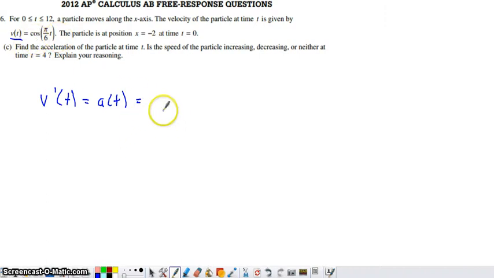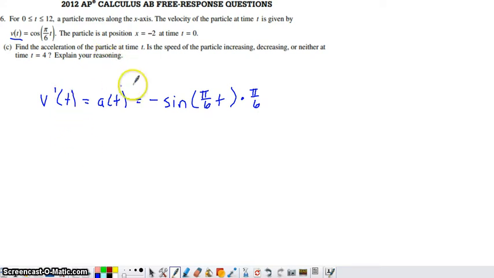The derivative of cosine, the outer function, is negative sine. And what we're going to put inside that negative sine function is the same exact inner function that we had back here, and that's pi/6 t. Then we need to multiply by the derivative of this inner function. Now pi/6 is just a number, and the derivative of a number times t is just that number. So here's our acceleration function. That takes care of the first part of part C.